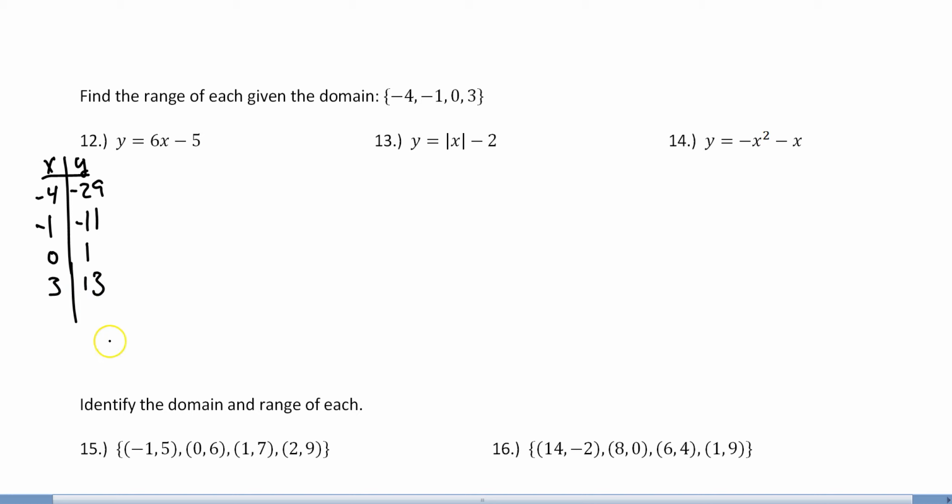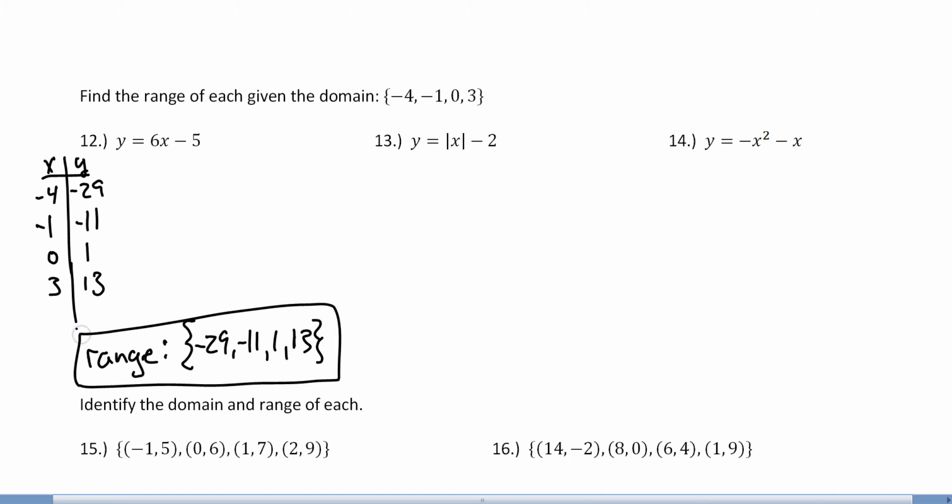So when it asks for the range values for this one, I just write down my y values. It's a -29, a -11, a 1, and a 13. And that's it. Domain is the input, range is the output. I plug those x values in, and I see what the y values end up being. Same thing with the next one as I look at this. Let me section this off so my work doesn't run into itself.